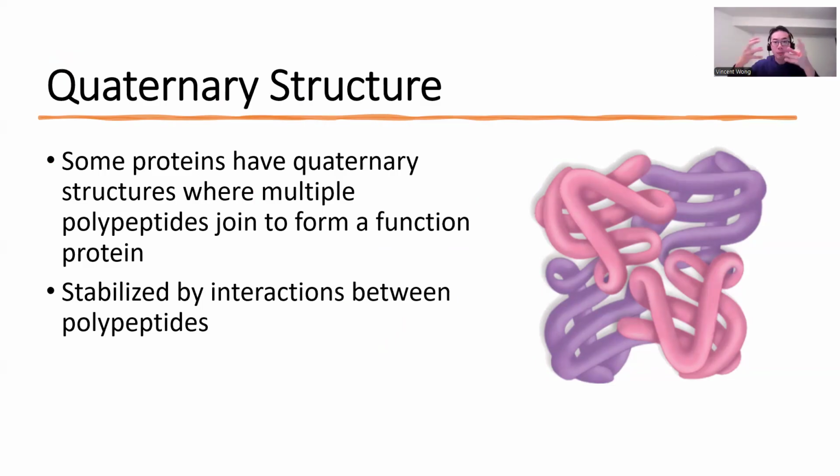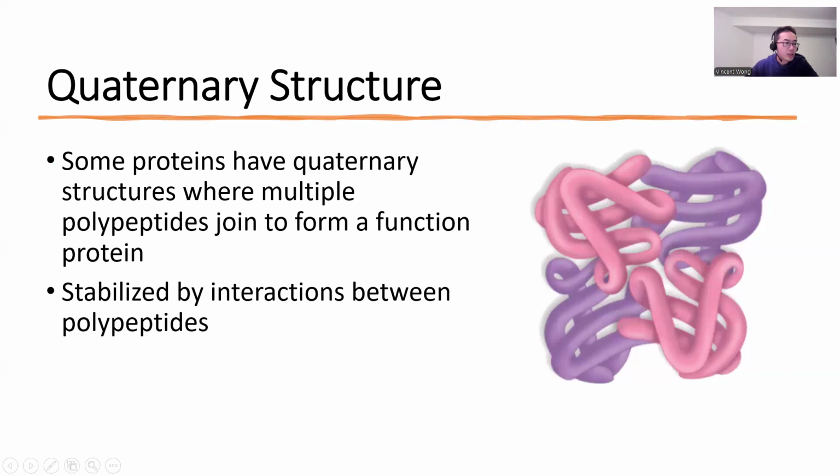Which proteins they need to bring together to form a whole thing. So in this case, this particular protein has four smaller proteins in it. There's a polypeptide here and polypeptide here, two pink ones, two purple ones, and together they are able to form a complex and it allows it to perform its function.